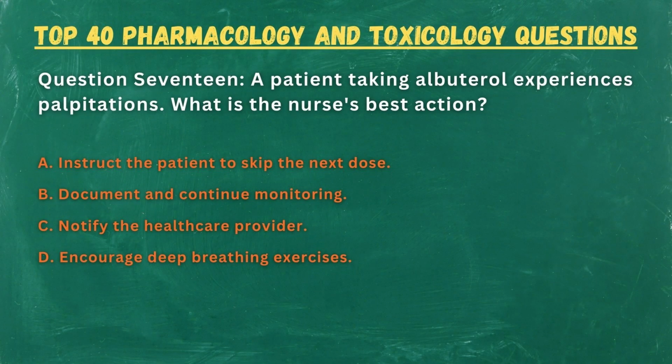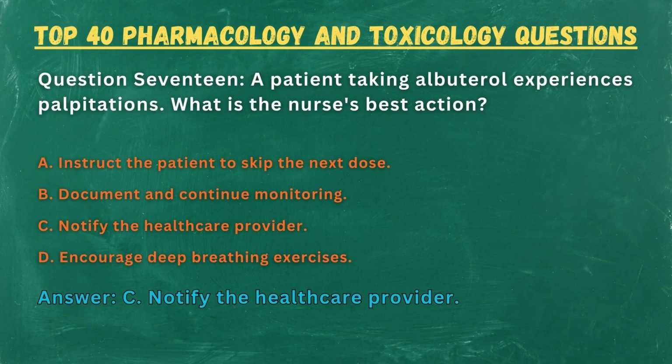Question 17. A patient taking albuterol experiences palpitations. What is the nurse's best action? A. Instruct the patient to skip the next dose. B. Document and continue monitoring. C. Notify the healthcare provider. D. Encourage deep breathing exercises. Answer: C. Notify the healthcare provider.